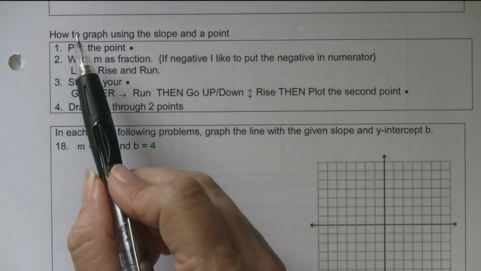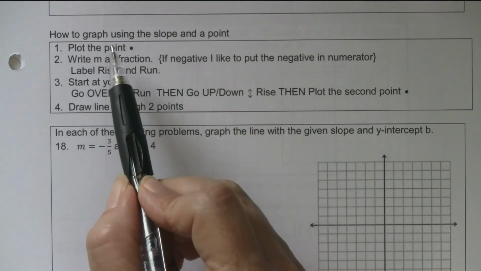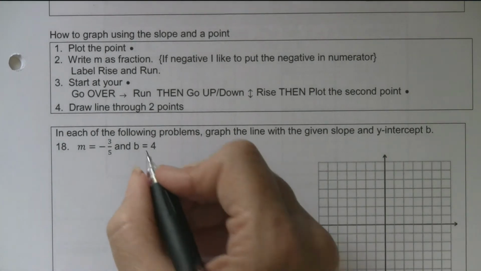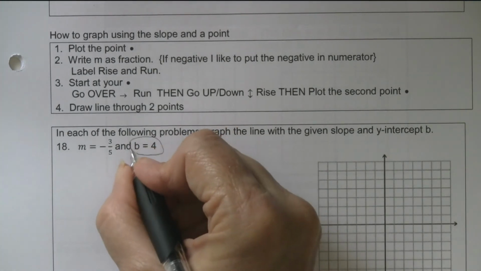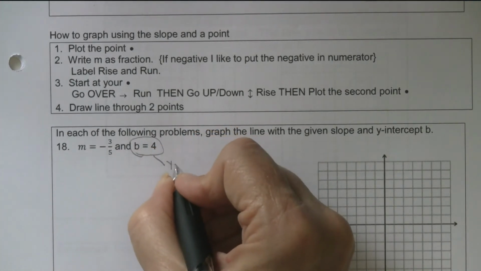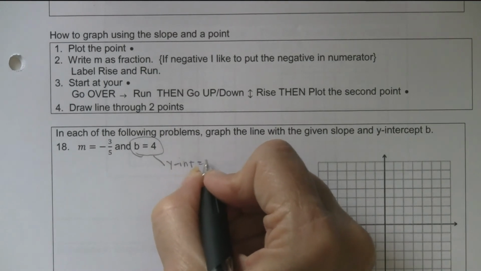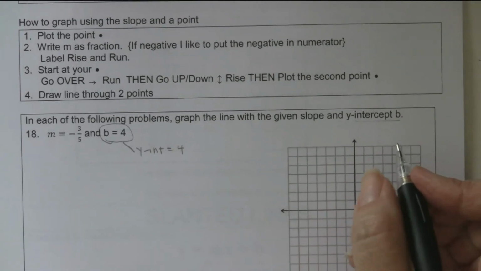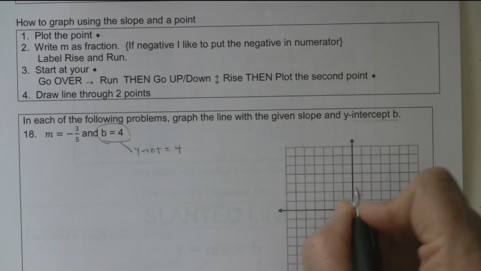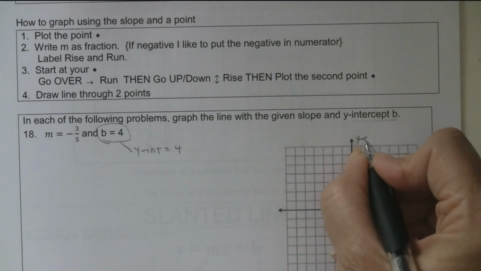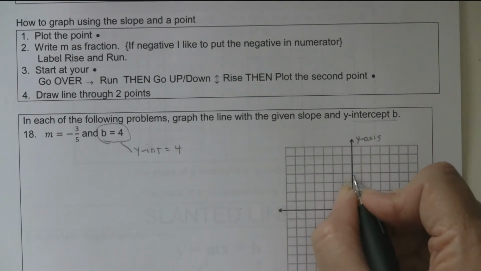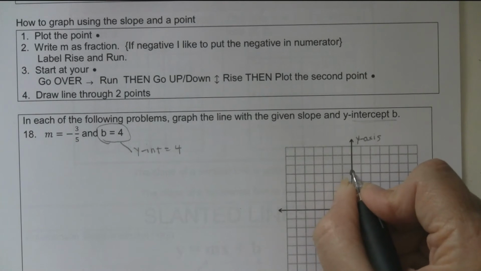So how you do that is you start by plotting whatever point they gave you. So the point they gave me was the y-intercept. They said that B is going to stand for the y-intercept. So this is the y-intercept equals 4. That's common to call the y-intercept B. So here's the y-axis, and I'm going to go here on the y-axis, 1, 2, 3, 4, and at 4 I'm going to make a dot.